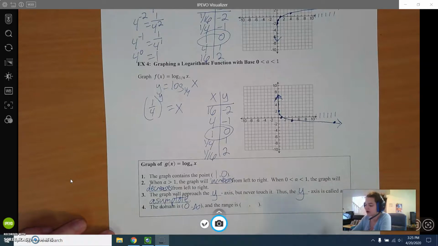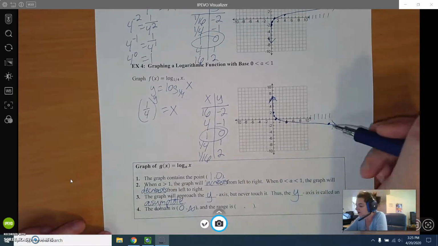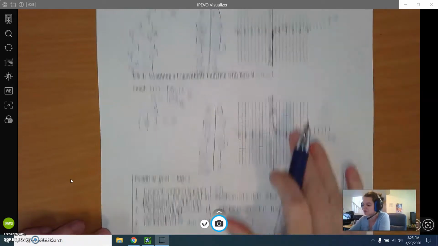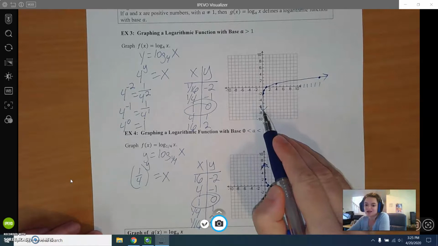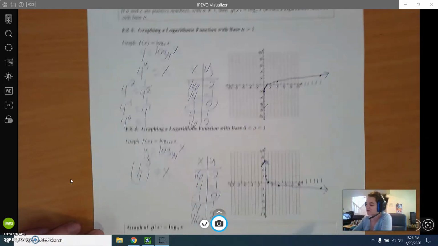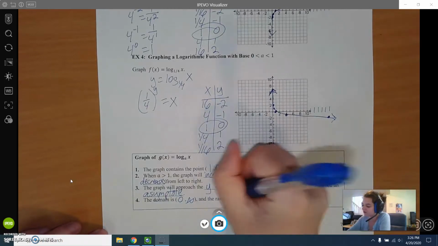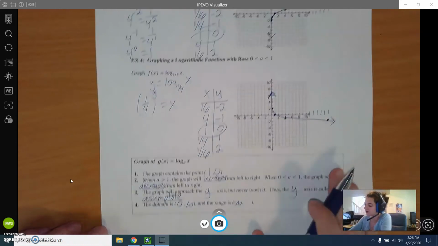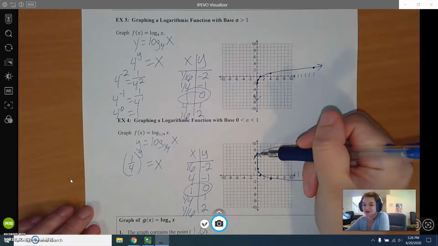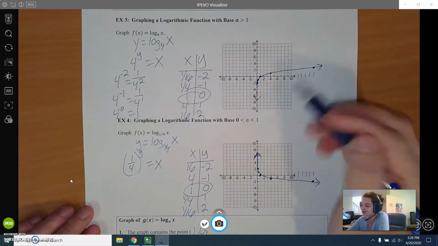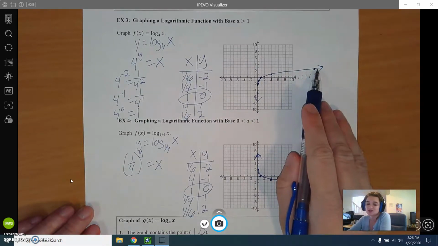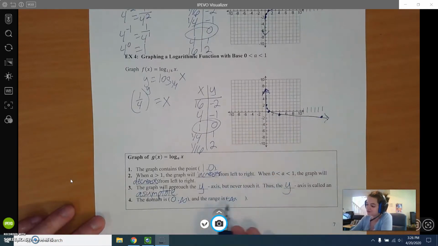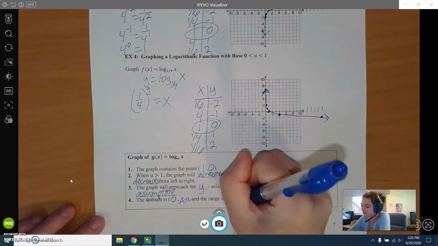The range for both graphs, if you look at how far down do you go, well, let's see, this one went down very slowly, but it's going to keep going down forever. This one went down very, very quickly, and it's also going to keep going down forever. So we'll start our range at negative infinity because it's going to keep going down forever. How far up does our graph go? Well, this one went up very, very quickly, and it's definitely going to keep going up forever. The other graph, it went up slowly, but it's also going to keep going up forever. So our range will be negative infinity to positive infinity.